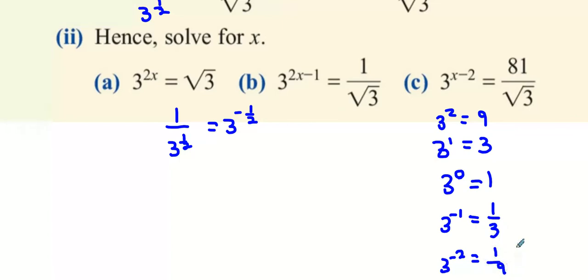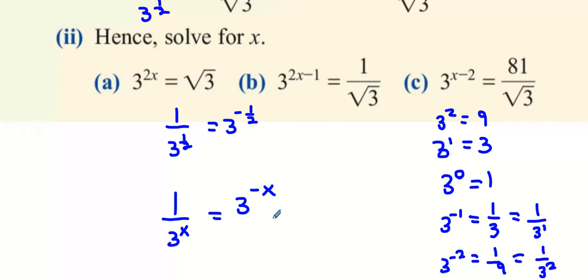Okay, now look what happens when I do this. 3 to the power minus 1 is actually the same as 1 over 3 to the power of 1. 1 over 9 is the same thing as 1 over 3 squared. So 3 to the power minus 2 actually means the same thing as 1 over 3 squared. So what do you think 1 over 3 to the power of x would be? 3 to the power of minus x.